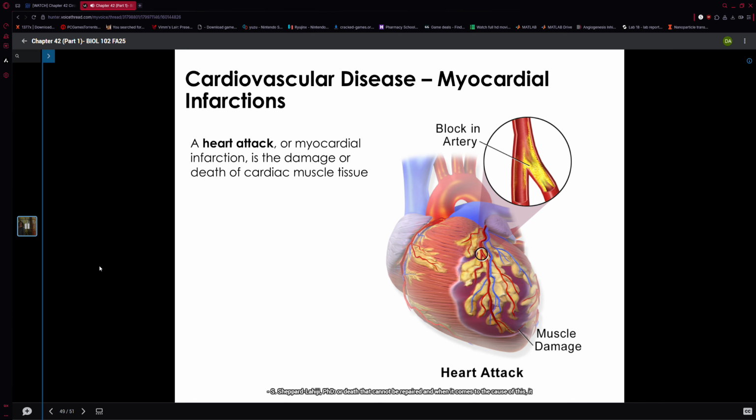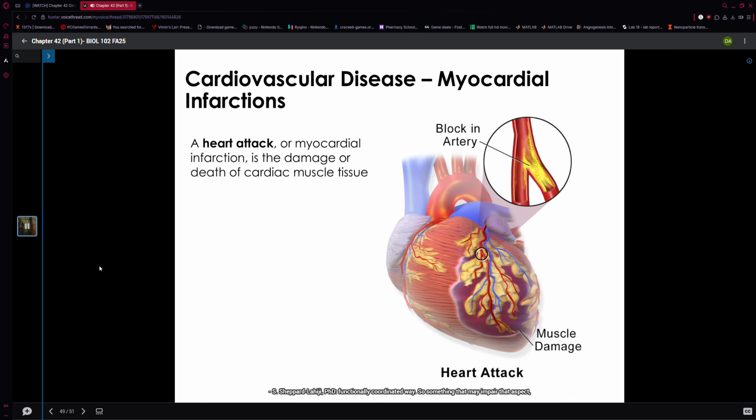And when it comes to the cause of this, it can be caused by a block in an artery, blood clots. It can be through atherosclerosis, anything that is going to impede effective movement to that region. Now, while we discuss this idea of muscle damage and necrosis and an inability to repair that damage, recovery is still possible if the damage was such that the heart can still contract in a functionally coordinated way.